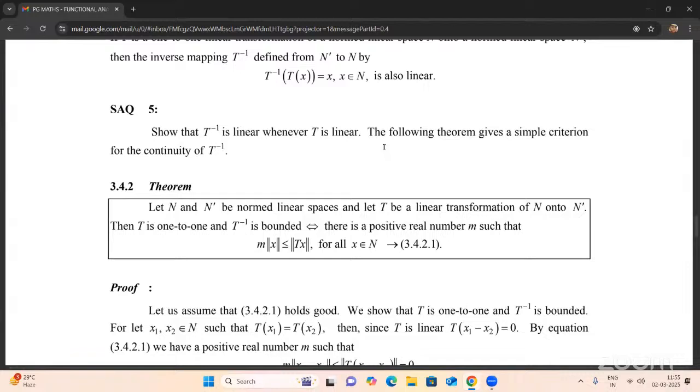a necessary and sufficient condition for it to be bounded, one-one, onto and bounded, is that there is a positive real number m. Small m is the infimum of the value, and capital M is the supremum. That is the basic concept of real analysis. Small m is the lower bound and capital M is the upper bound of the expression, as referred to in the Riemann-Stieltjes integrals concept, infimum and supremum. That boundary value is denoted by small m into norm x less than or equal to norm Tx. This is the if and only if, necessary and sufficient condition.